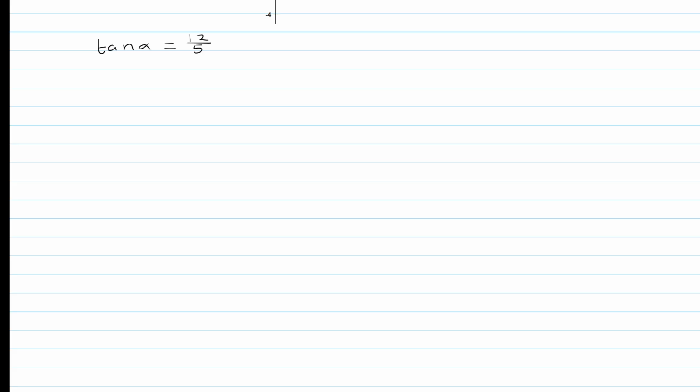But in this case, you do not need to do it the way I was doing it always. You can just write alpha equals the arctan of 12 divided by 5, and then we can apply it on the calculator to get the value of alpha.